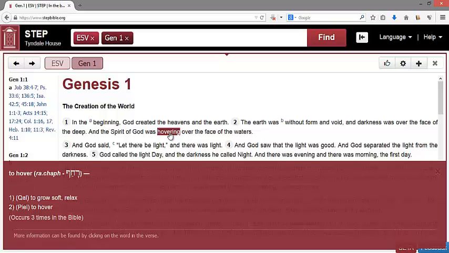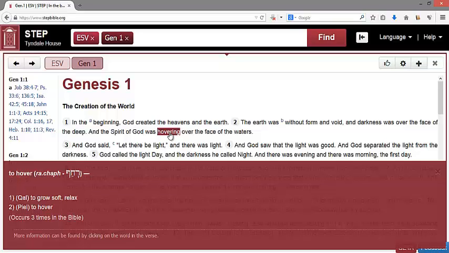You will realize that two things happened. First, the word was underlined in red. Secondly, a pop-up window with some very useful information appeared. The word hovering is actually a translation of a Hebrew verb which means to relax or to hover. So, only by hovering over a word, you have been able to determine what the word may mean in the original language. Remember, no knowledge of Hebrew is required.